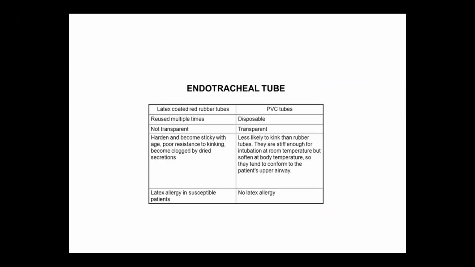Now, again, when you talk about the endotracheal tube, the next most favorite question will be how will you differentiate red rubber tubes? What are the differences between the red rubber tubes and the PVC tubes? Red rubber tubes can be reused multiple times, while PVCs are more disposable. They are not transparent. PVCs are transparent. The red rubber tubes have a problem. They become hardened and sticky with age, and they have very poor resistance to kinking. They become clogged by dried secretions. While PVC tubes are less likely to kink than the rubber tube. They can kink, but less likely than the rubber tube. And they are stiff enough for intubation at room temperature. Plus, the risk of latex allergy is always with the red rubber tubes.